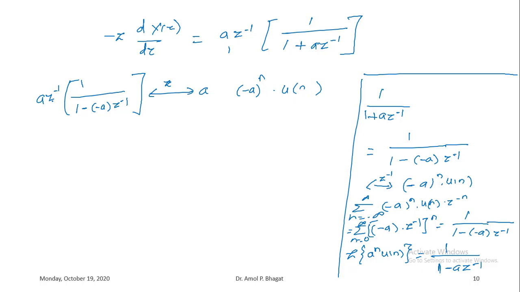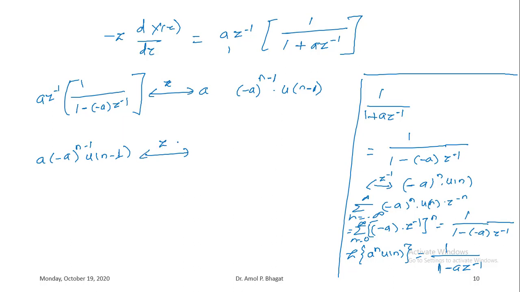But in multiplication there is z inverse. Z inverse means it is a unit delay. If I'm providing a unit delay in this signal, multiplying it with z inverse, it will be minus a to the power n minus 1 u of n minus 1. So this will be the signal, that is a into minus a to the power n minus 1 u of n minus 1.